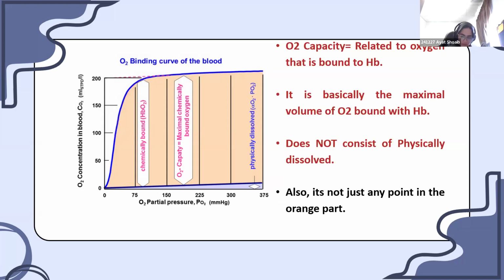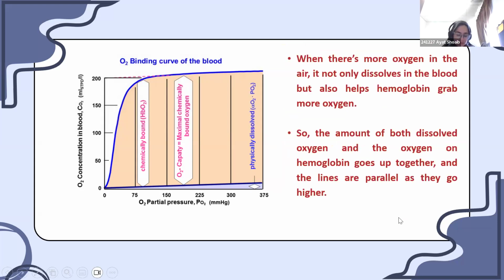Okay. So when there is more oxygen, it dissolves in the blood and the hemoglobin goes and binds there, right? With more oxygen, it's easier to go and get it. So the amount of both dissolved oxygen and the oxygen on hemoglobin goes up together, as you can see here. If I keep increasing the concentration, they just keep going together, right?